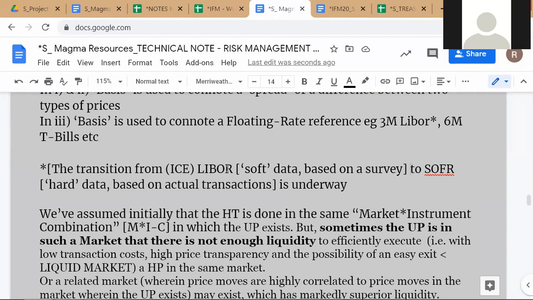So because of this, now this is ICE LIBOR. ICE is now administering this process, but it's still based on a survey, so it is soft data, whereas SOFR will be hard data based on actual transactions. You should also know the difference between hard and soft data, where hard data is based on actual transactions or actual figures like exports, industrial production, or total coal consumption in China. These are all examples of hard data.